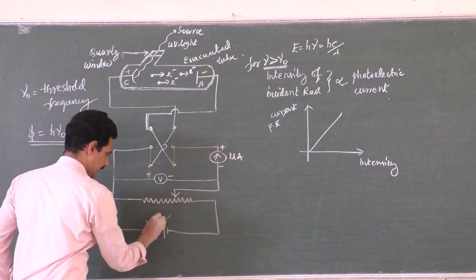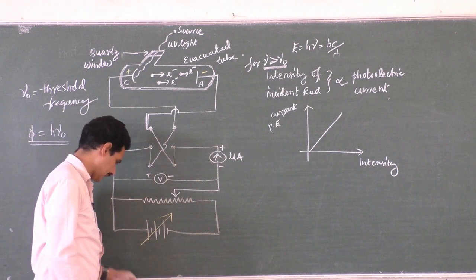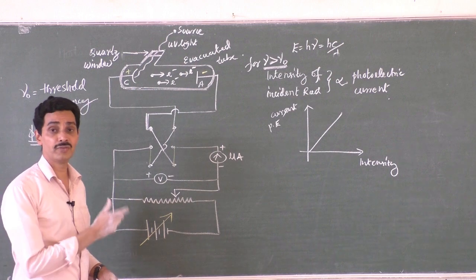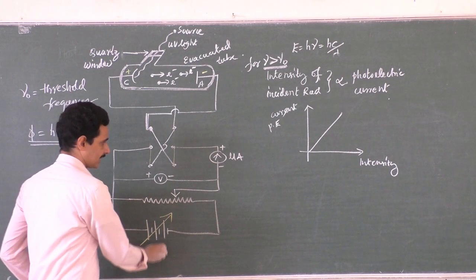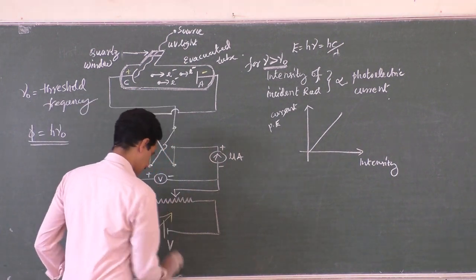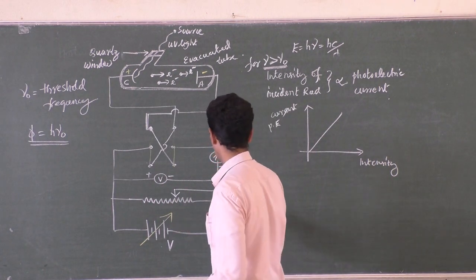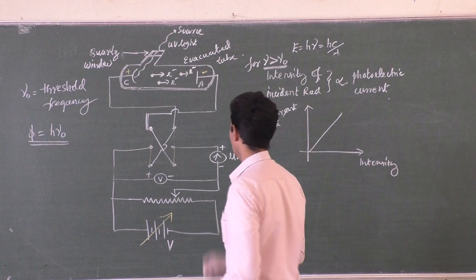Now let us start changing this one. If you put an arrow mark like this, it means that you are changing the battery, changing the value of voltage in the battery. Now let us start from this reverse potential V. 0 volt. The negative voltage given is 0.